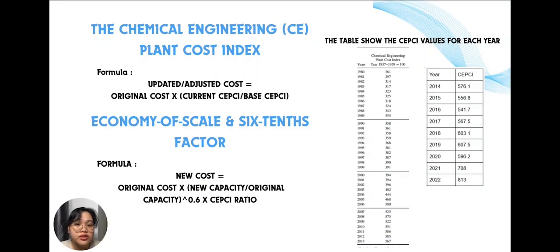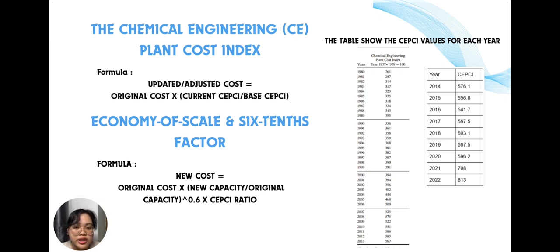Two calculations: the first one is the Chemical Engineering Plant Cost Index, or CEPCI, and the second is the 6/10 rule, and an Excel calculator that automates them. So the first one is CEPCI: adjust cost for inflation. The equation is updated cost equals original cost times current CEPCI over base CEPCI. The table shows the CEPCI value for each year.